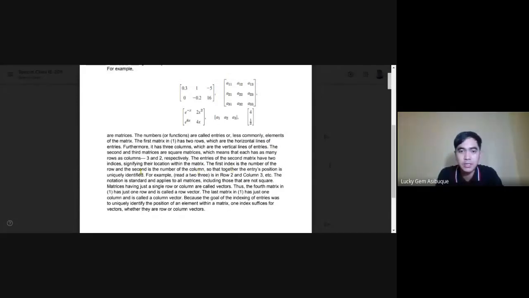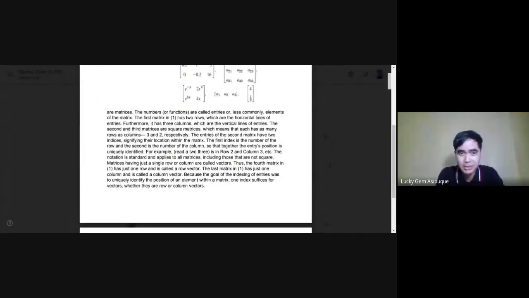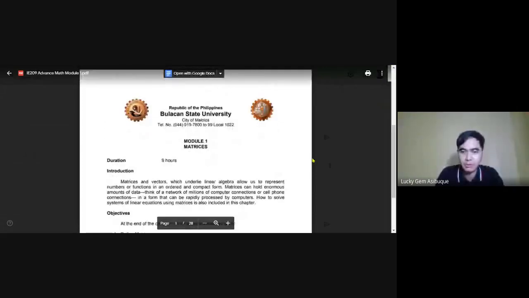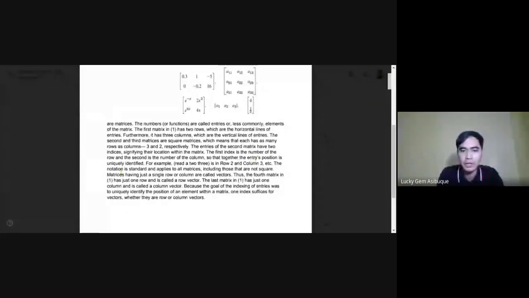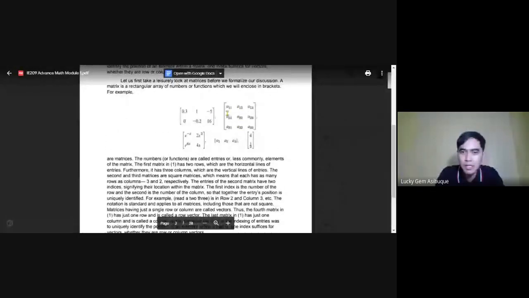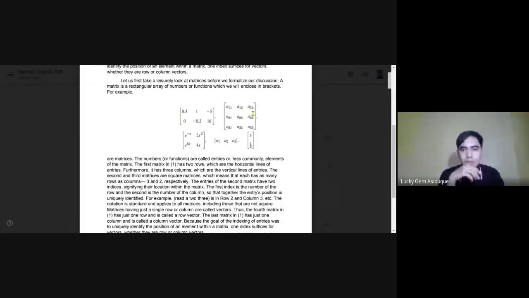So the entries of the second matrix have 2 indices, signifying their location within the matrix. Okay, so dahil nga meron siyang 2 indices, ibig sabihin, dalawang pagkakaayos, okay? So na-specify niya ngayon yung location ng mga elements sa matrix, okay? So the first index is the number of the row and the second is the number of the column. So saan natin makikita yun? Mapapansin niyo dito guys, sa example na to, A sub 1,1, tapos A sub 1,2, A sub 1,3. So yung mga suffixes na yon, okay, sub, mga numbers sa ilalim ng letter, pinapakita lang noon kung saan siya nakaposition sa isang matrix. Halimbawa, itong A sub 2,2. Kaya 2,2 kasi nasa pangalawang row siya, tsaka nasa pangalawang column siya. Okay? So, ganoon lang din sa iba.